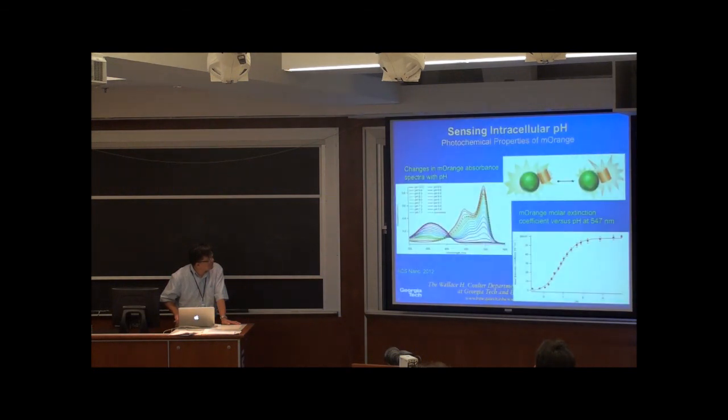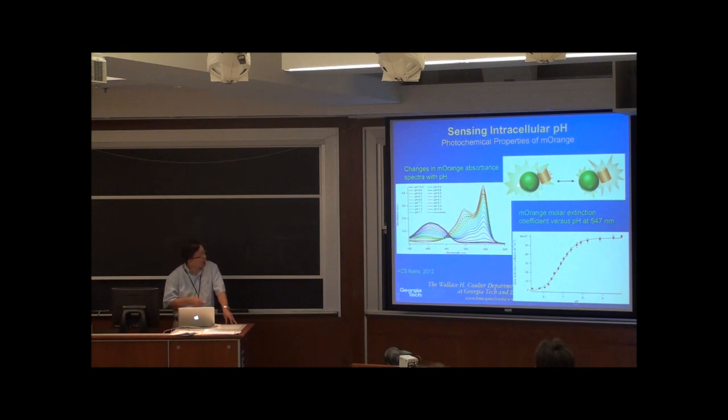In that case, if you just take mOrange, which is a fluorescent protein, those are the absorbance spectra of mOrange, which of course is pH sensitive. You see the different curves with different pH values from roughly 5.4 to pH 10. So you see different absorbance, and if you plot that, you see this quite nice curve. This is the mOrange molar extinction coefficient as a function of pH.